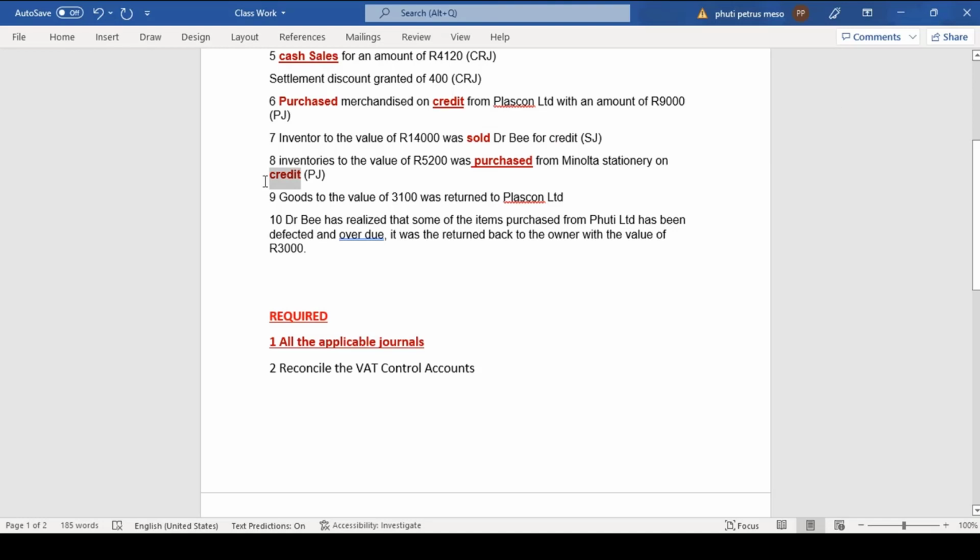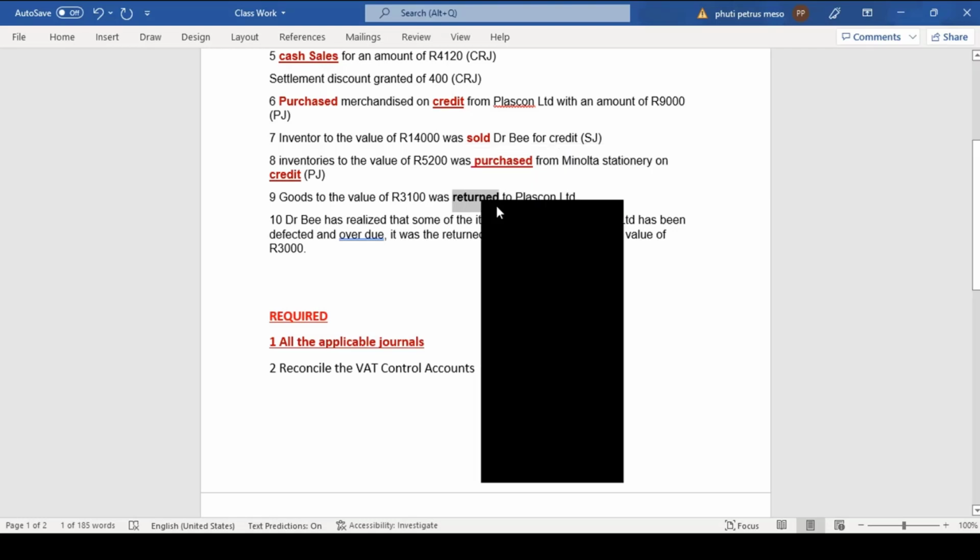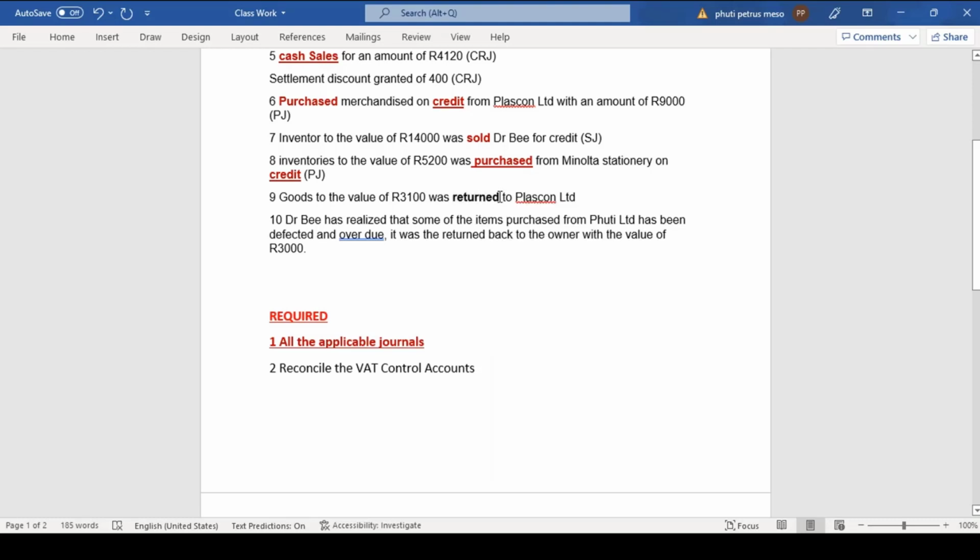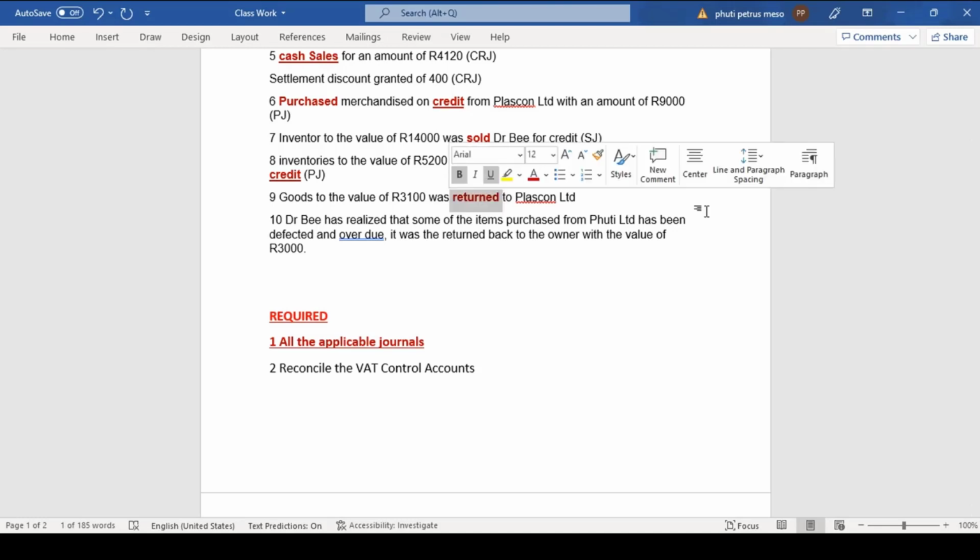Goods to the value of 3,100 rand was returned to Pluscon. So I think it's what we actually have purchased before on transaction number 6. So the value of 3,000 rand on the goods have been returned back. Okay, so which journal is affected here? Purchases returns. The purchases returns journal. Okay. Let's see, it's PRJ.